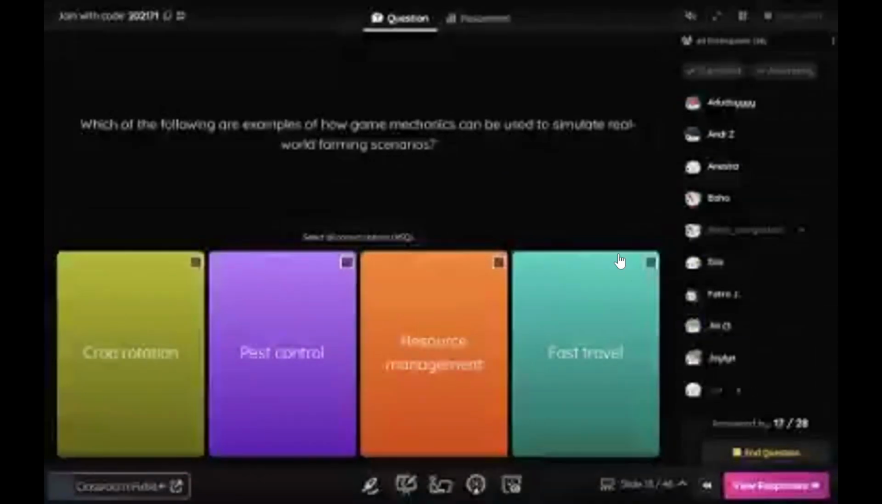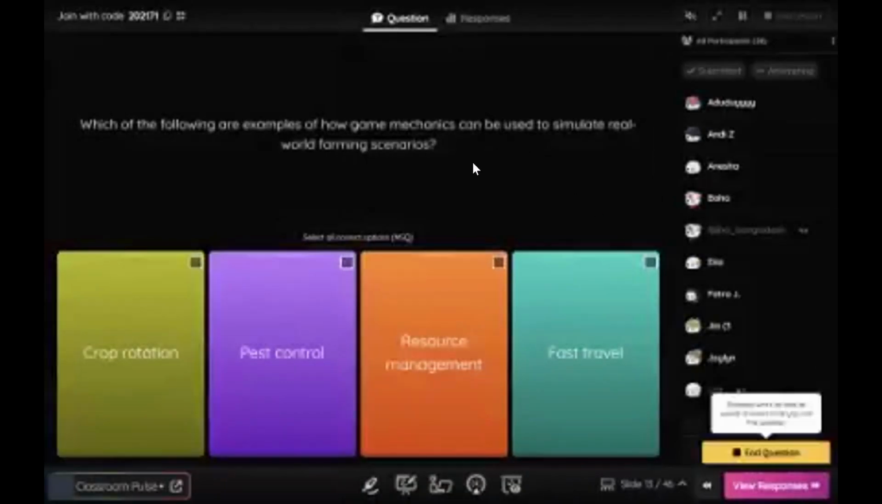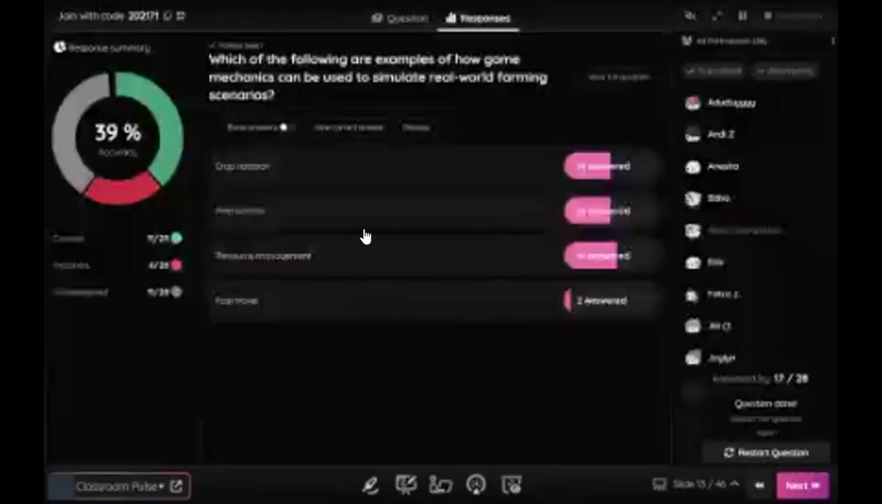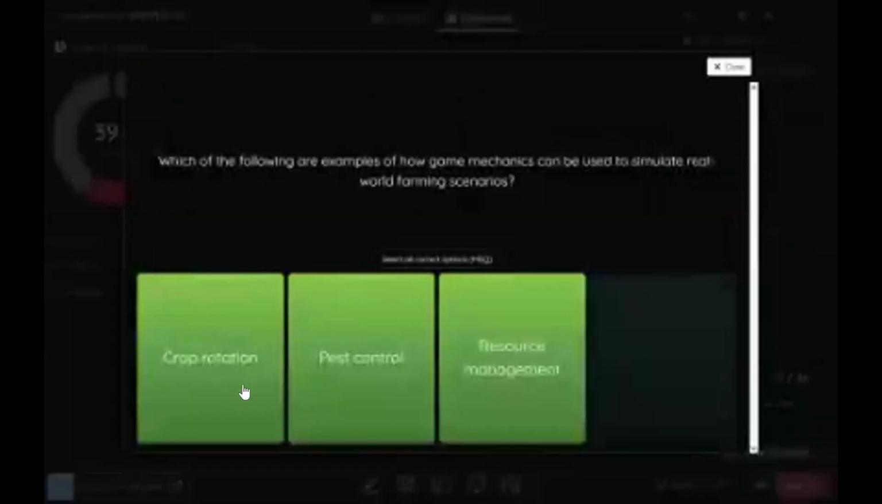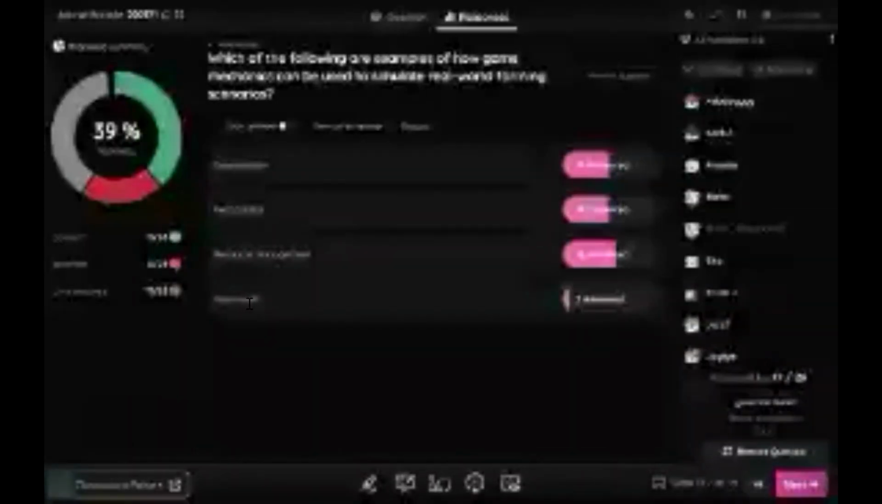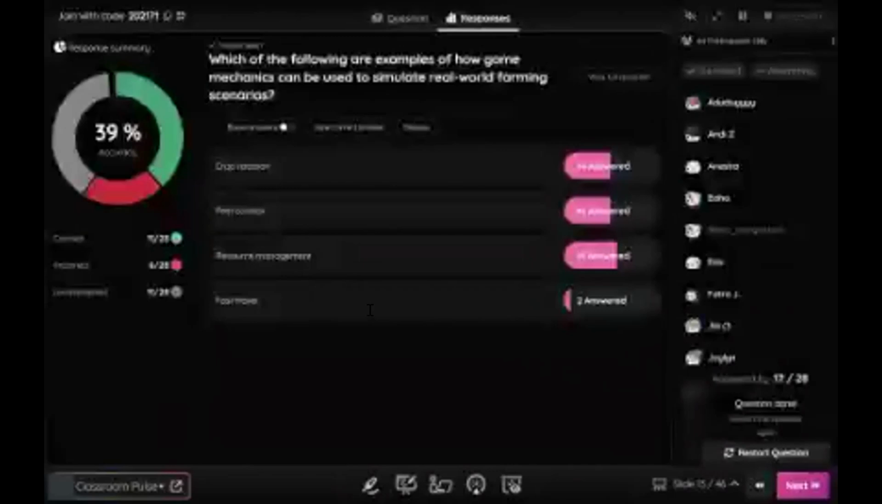Okay, let's continue. Yes, you're right. The correct answer is we can put gamification in crop rotation, in pest control, and in resource management, but not fast travel. Fast travel is only in video games, unless we have some portal machine or something like that.